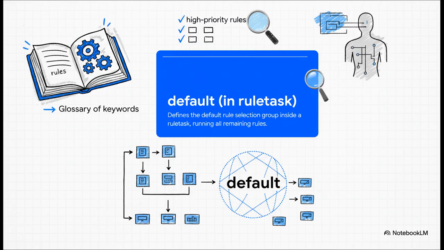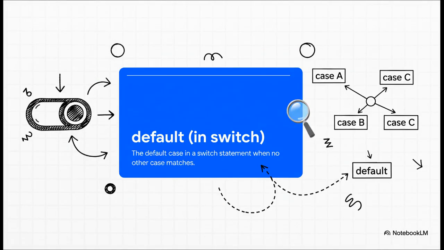And now for the version of default you've probably seen a million times, the one inside a switch statement. It's your fallback plan. If the variable you're checking doesn't match any of your specific case conditions, the code inside the default block is what gets executed. Simple as that.